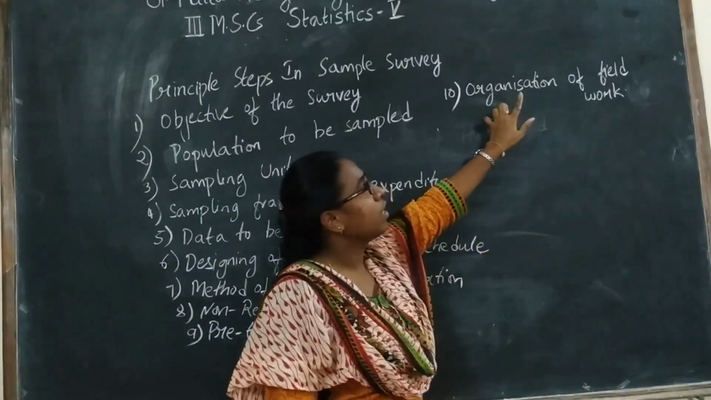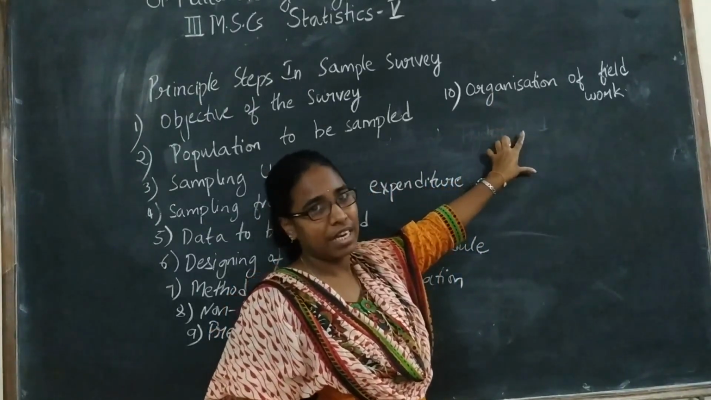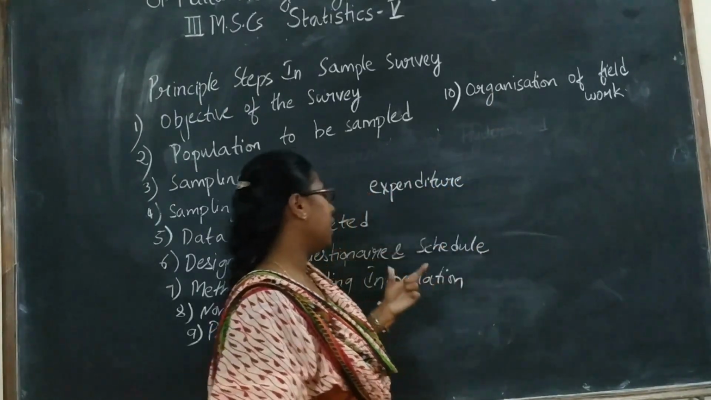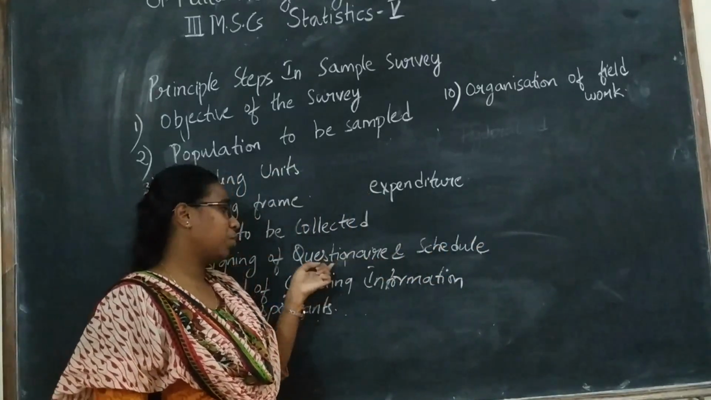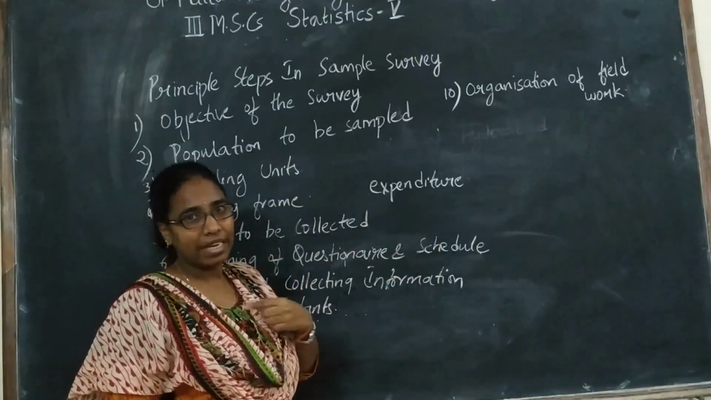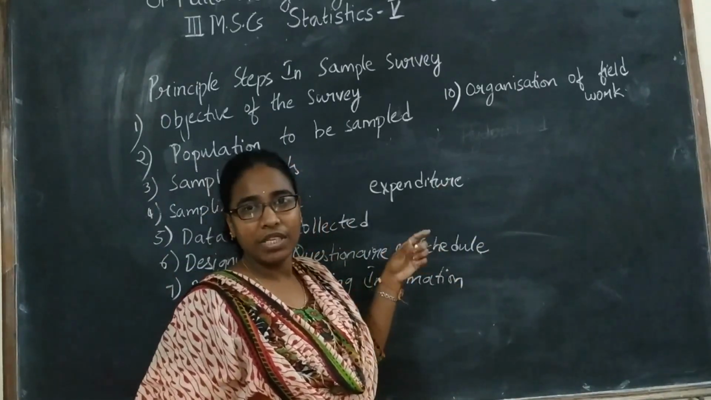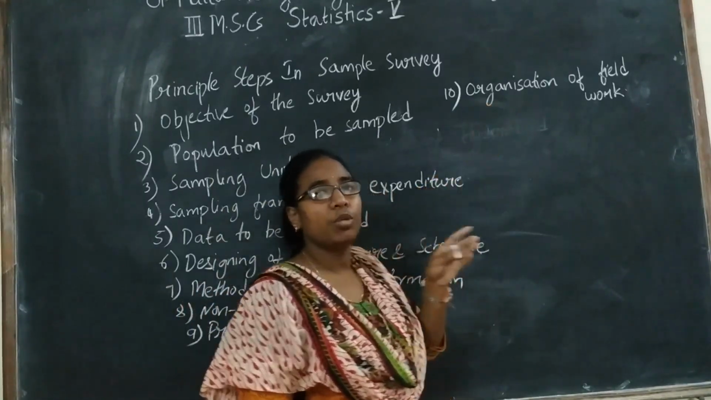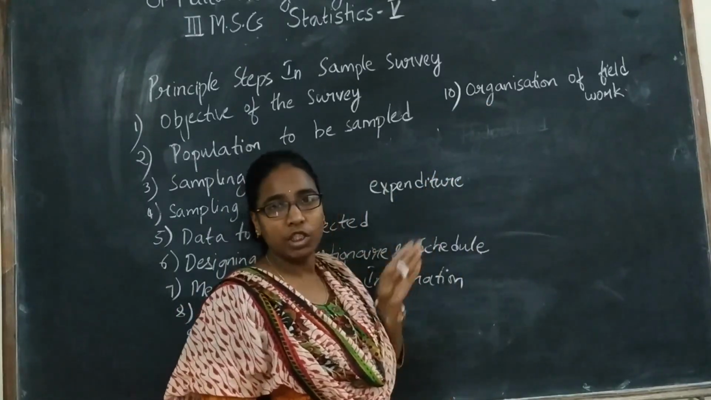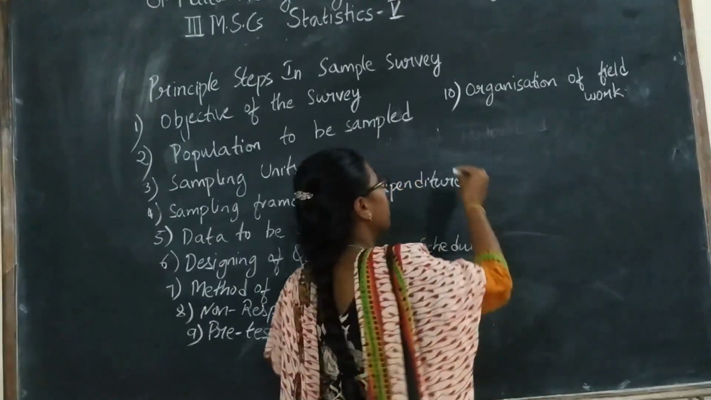So in organization, whoever is suitable for a work, that person only should be assigned to it. Suppose someone is good at preparing a questionnaire, that person should be selected to prepare the questions. If someone is good at asking questions carefully, or good at interviewing, that person should be assigned. So the work should be divided and assigned to each person carefully. That is organization of fieldwork.